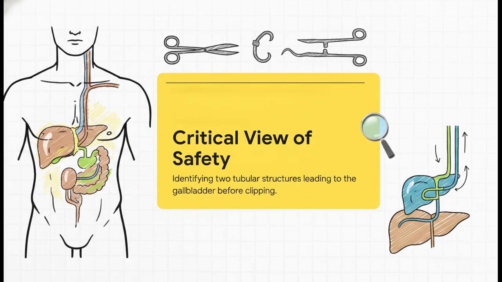So, to combat these wild variations and prevent devastating bile duct injuries, modern surgery relies on a vital gold standard called the critical view of safety. Popularized by Dr. Strasberg, this requires the surgeon to carefully clear out the fibrous tissue in Calot's triangle until they can definitively identify exactly two tubular structures. That's the cystic duct and the cystic artery, leading directly into the gallbladder and absolutely nowhere else. They also have to dissect a third of the gallbladder off the liver bed. Only then, and I mean only then, is it completely safe to cut.